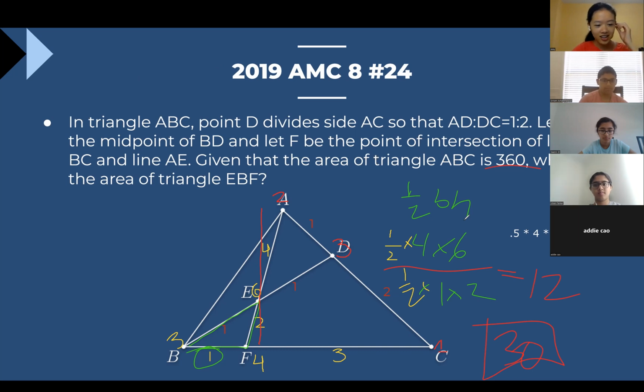So you see how, at first you might not know how to use mass point geometry to solve for areas, but the fact that mass point geometry is about ratios means that it's very useful, because once you know this one, you can just find the ratio for the little one.